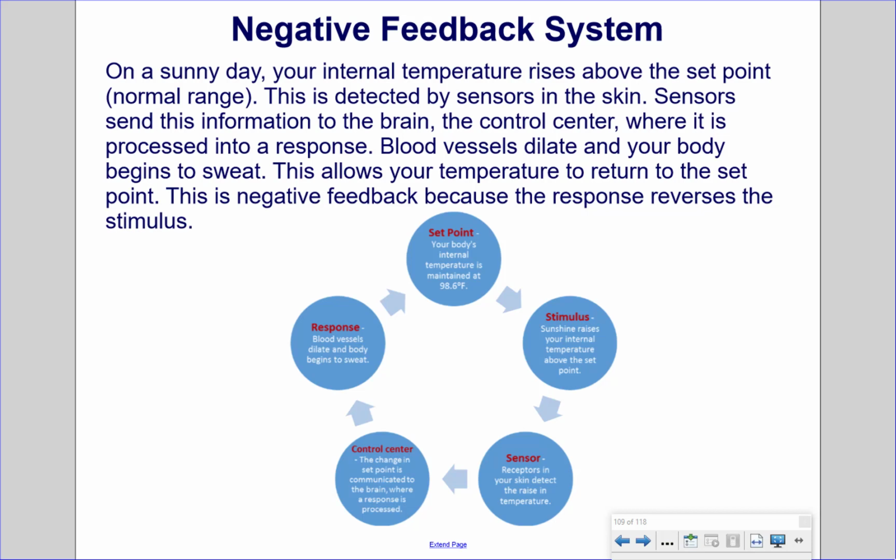It's the same thing if your body gets too cold. When your body gets too cold, your brain forms a response, and that response is for your muscles to shiver more, and then your body warms up. Both cases are negative feedback, whether your body tries to bring your temperature down or whether your body tries to bring your temperature back up. It's always negative feedback as long as it reverses the stimulus.